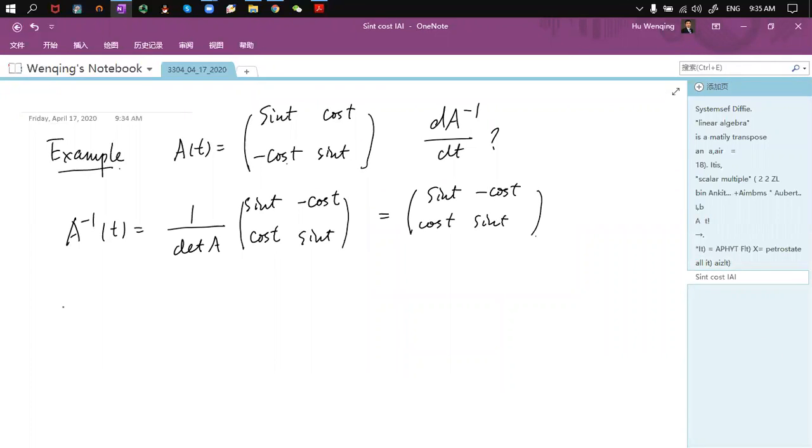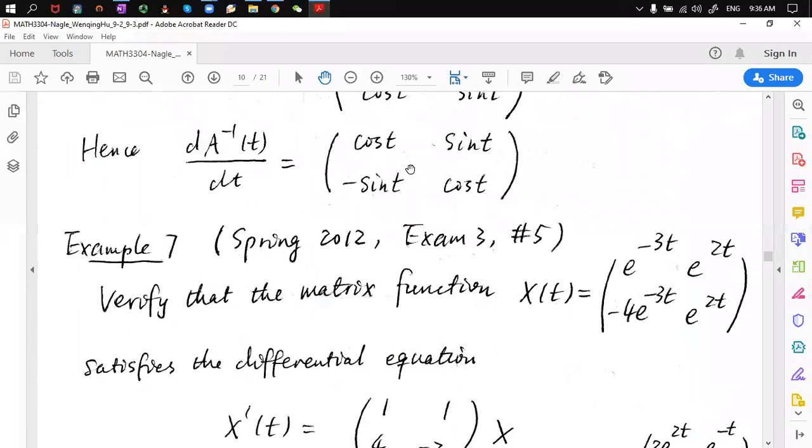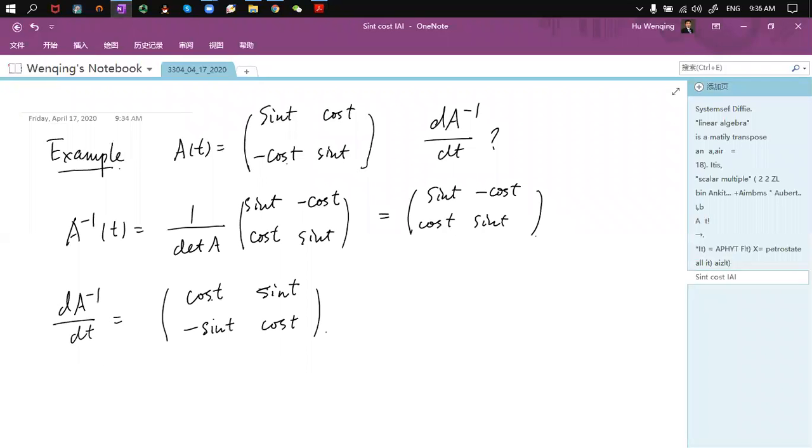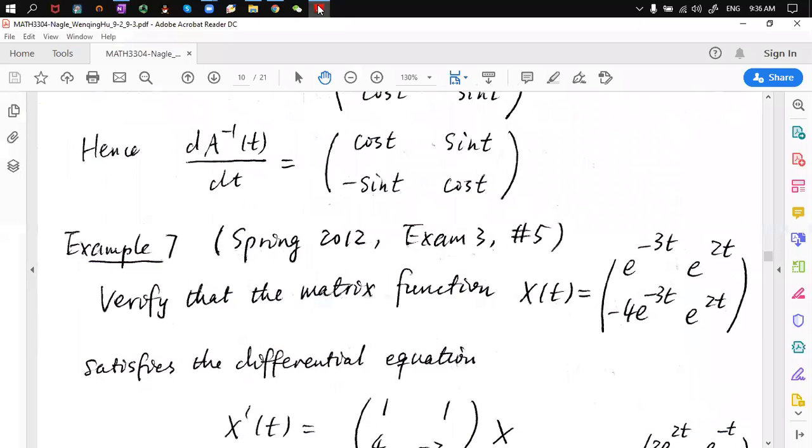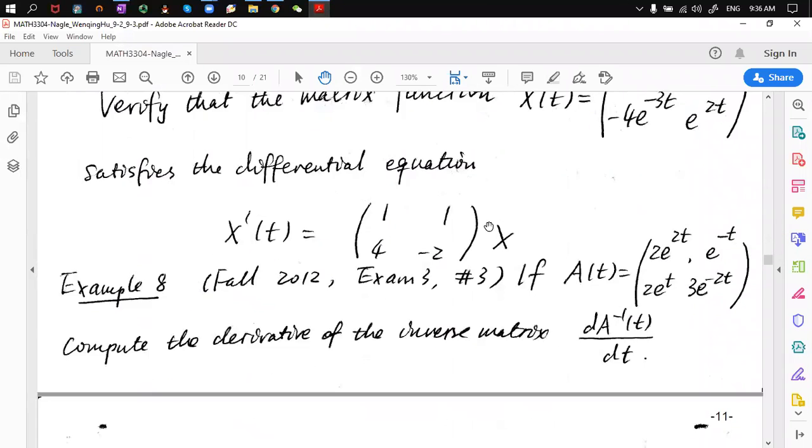Now if you want to take the derivative of A inverse, dA inverse over dt is cosine t, minus sine t, sine t, cosine t. That's how you take the derivative of the inverse of that matrix.